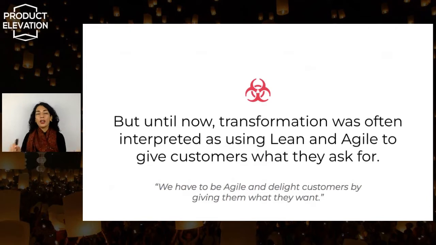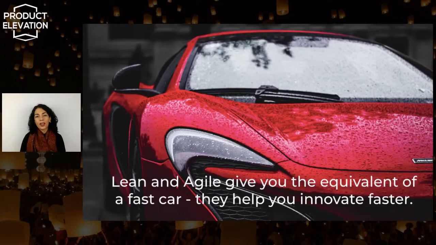But until now, transformation has really been interpreted as we just have to be lean and agile and give customers what they're asking for. The quote I hear so often when I'm working with companies is we have to be agile and delight customers by giving them what they want. This North Star of delighting customers and being agile turns out to be flawed.